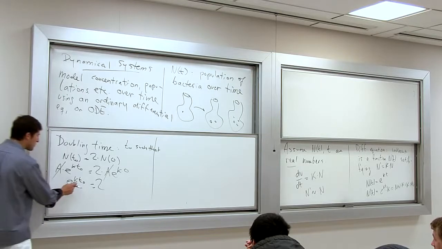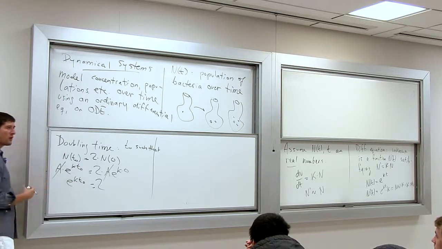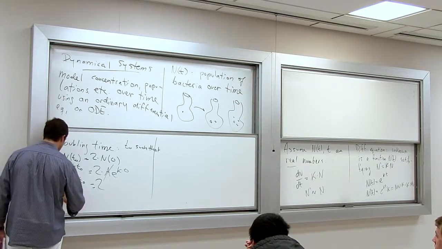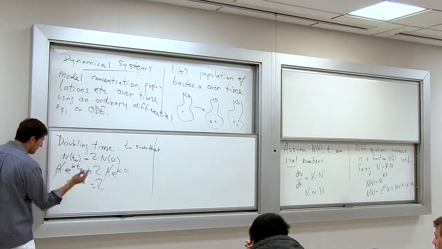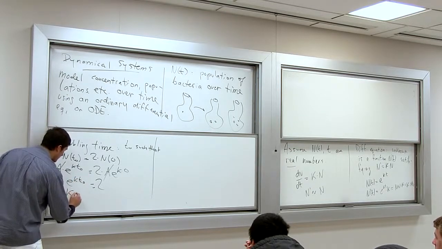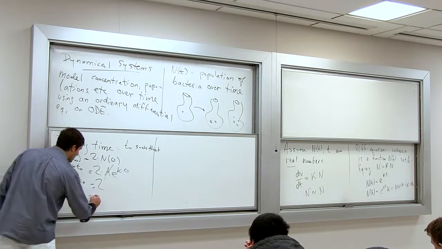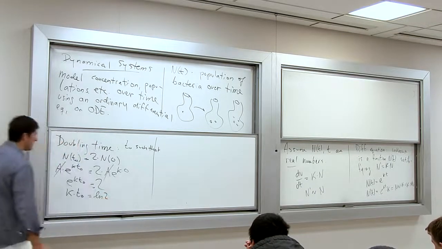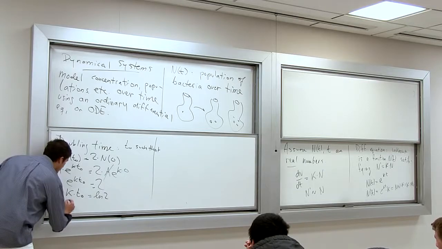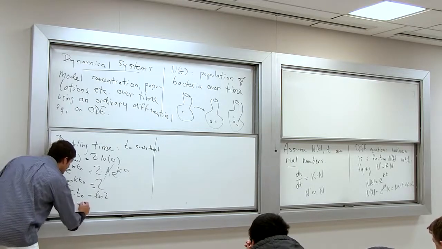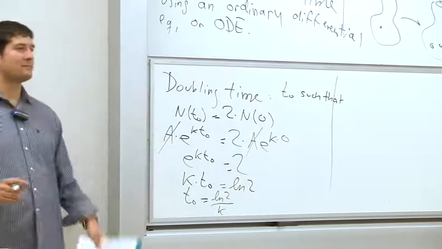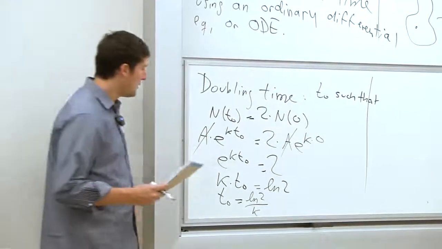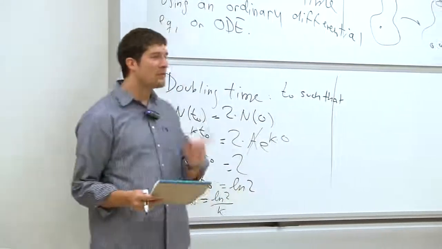Okay, and I would like to solve for t0, so I'm going to take the logarithm on both sides, and on this side I get k times t0 is log 2, and that means that t0 is equal to log 2 over k. Okay, now back to the modeling.